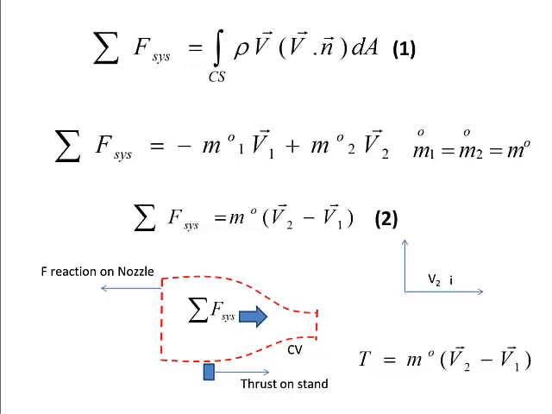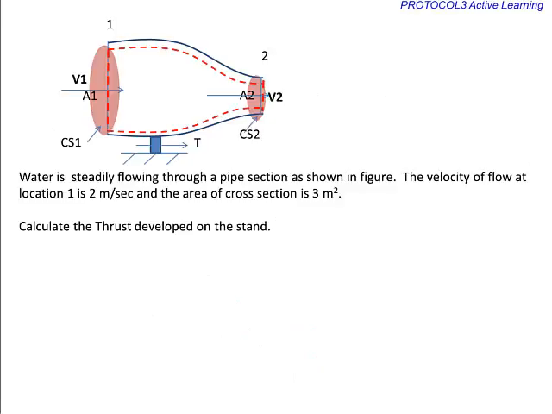Water is steadily flowing through a nozzle section as shown in the figure. Calculate the mass flow rate through the nozzle and velocity at location 2. Also calculate the thrust developed on the stand.